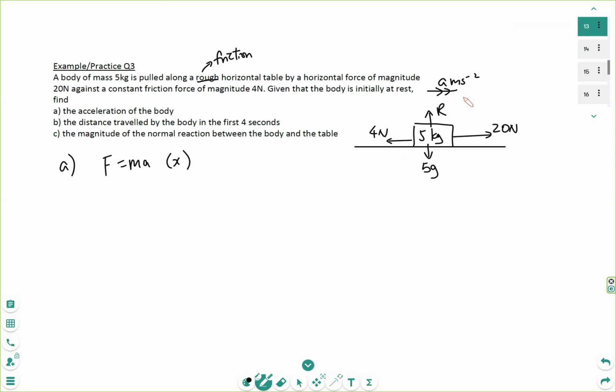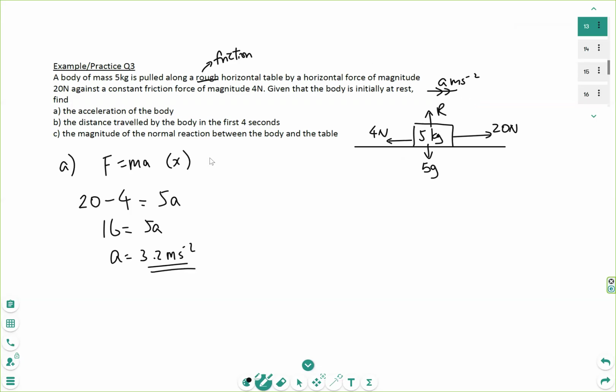The particle is going to the right, so the force will be 20 minus 4. When you do F equals ma on the x direction, you must use the resultant force horizontally. Resultant force means the overall force. So 20 minus 4, which is 16, equals the mass times a, 5a. So 16 equals 5a, a equals 3.2 meters per second squared.